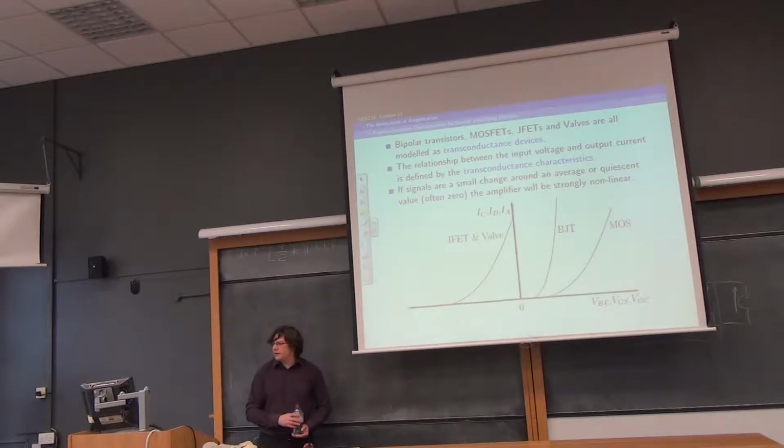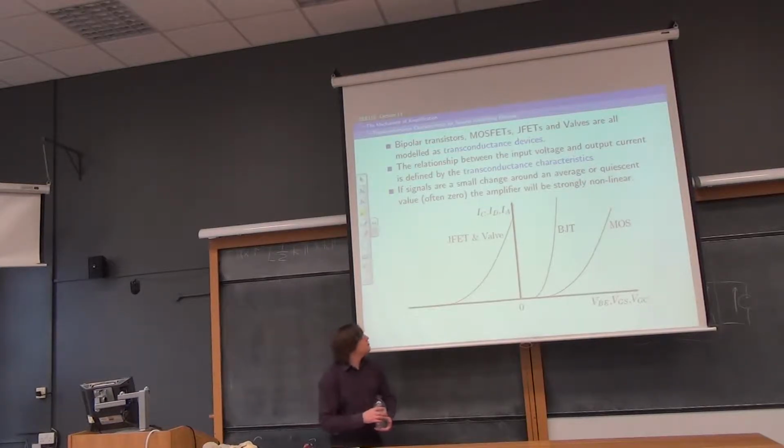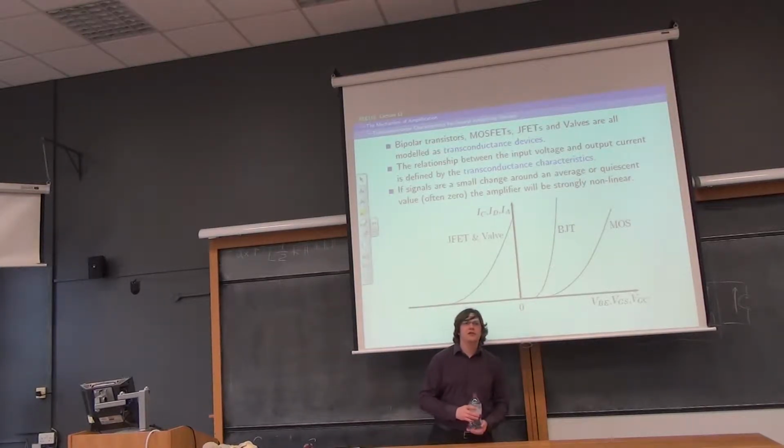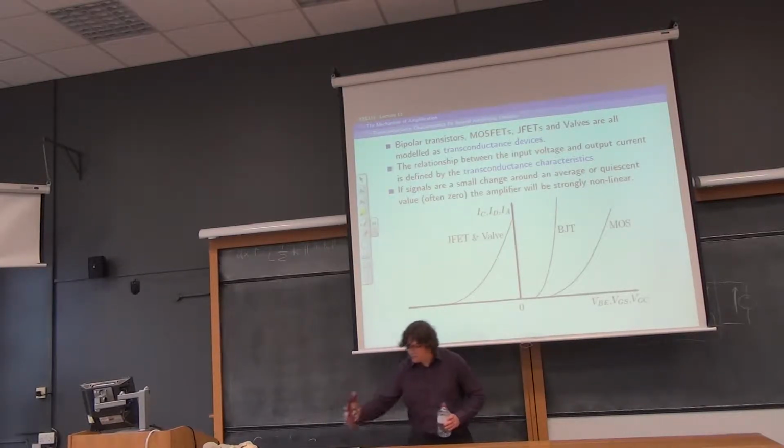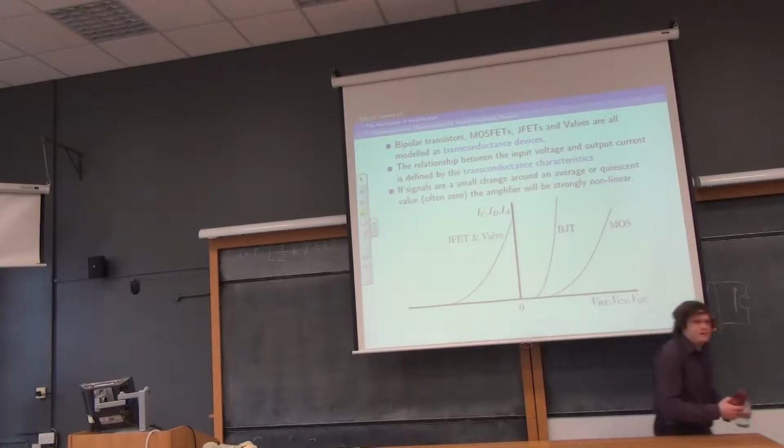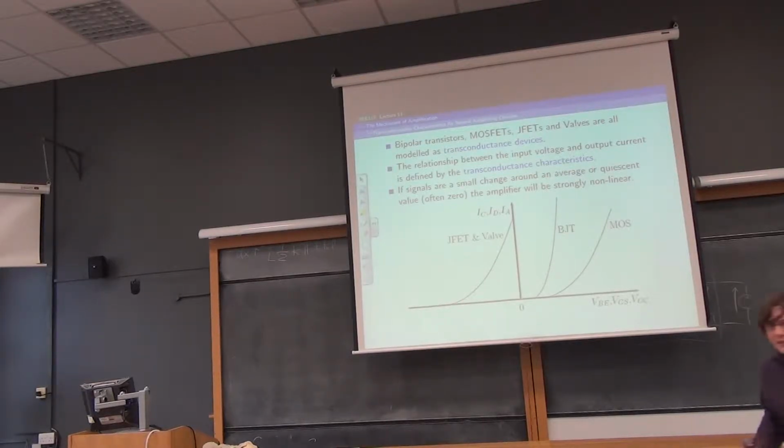But to briefly recap, the bipolar junction transistor shape is exponential. And the MOSFET? Squared. Squared it is. Afraid so, it's squared.